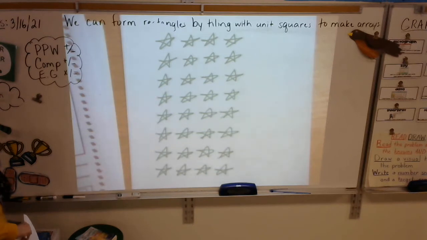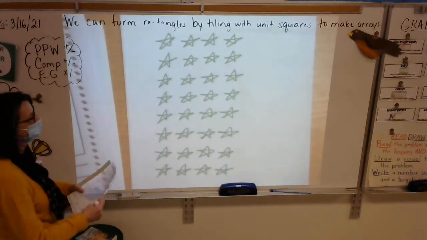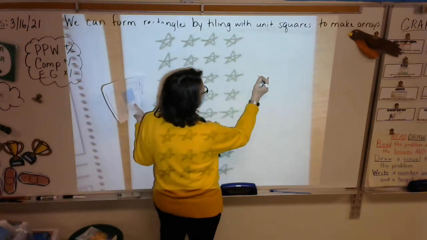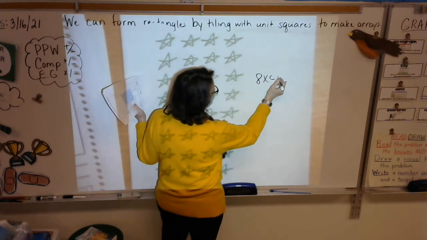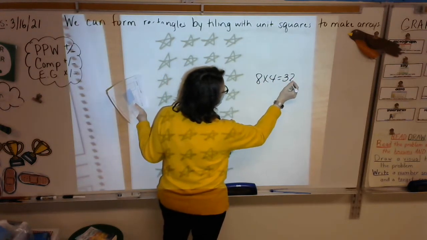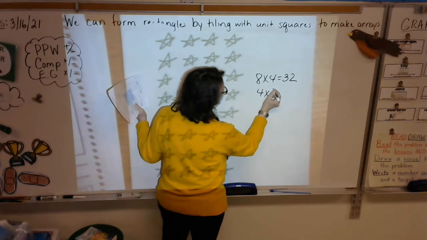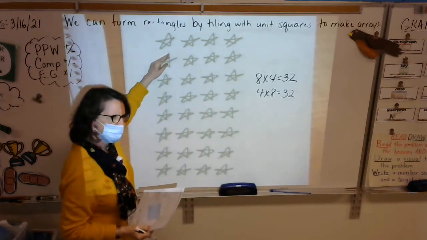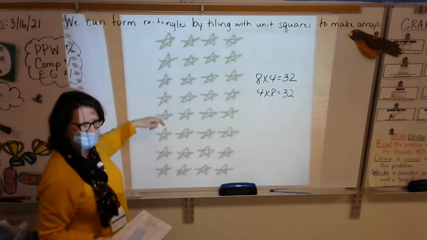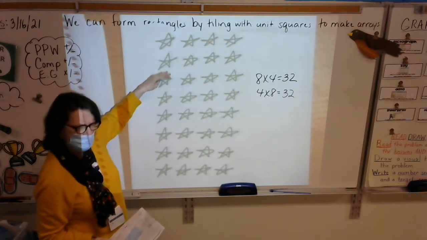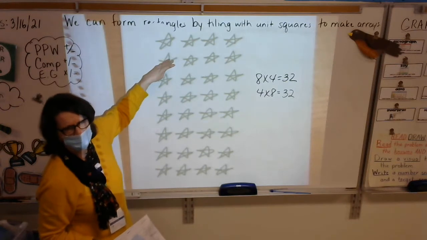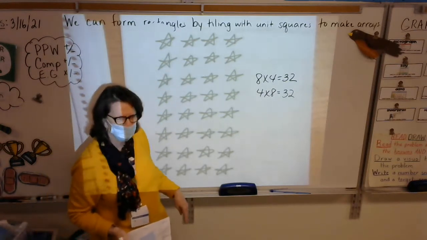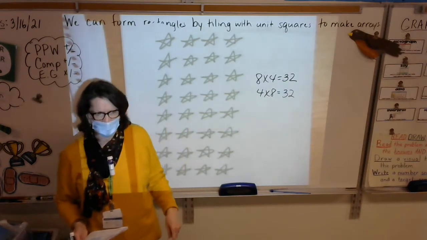Okay, what 2 number sentences can we write for this one, Hayden? 8. And remind me, what do we call this when we have these stars aligned in these really neat rows with the same amount of stars in each row? What is that called? I hope everybody knows it begins with an A.